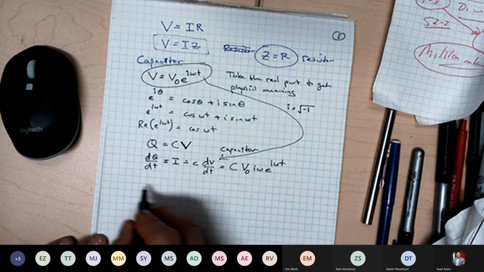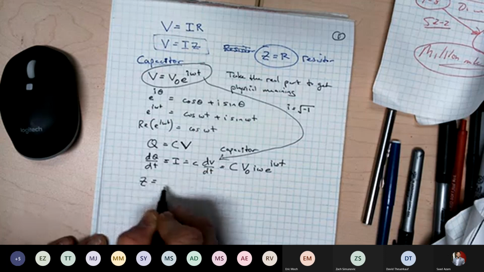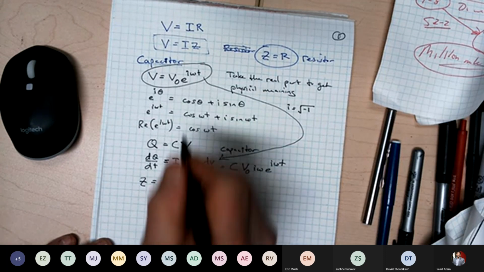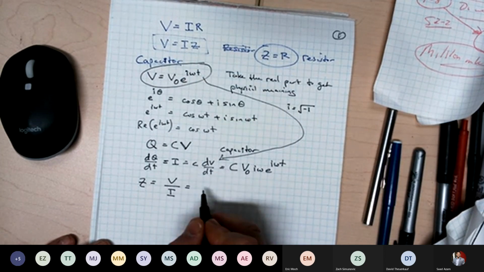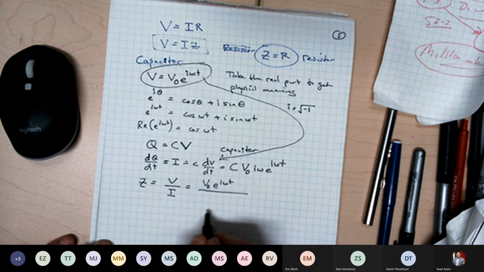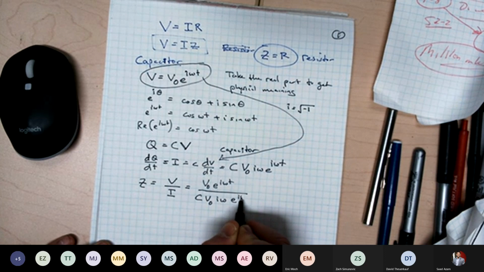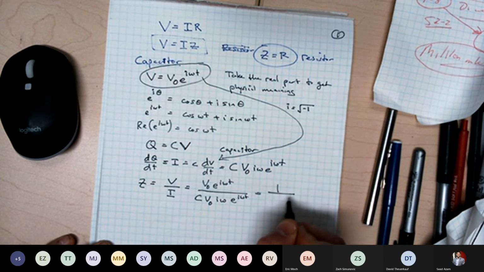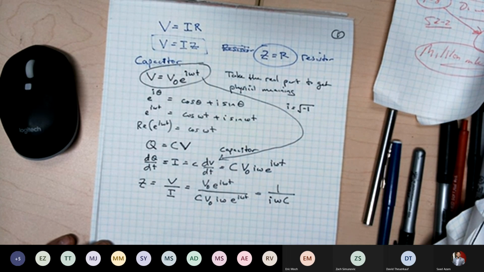And then the impedance, Z, is the voltage divided by the current. Well, we have a voltage, and now we have a current. So it's V naught e to the i omega t over C V naught i omega e to the i omega t. A lot of this stuff cancels out, as you can see, and you get 1 over i omega C. And that is the impedance of a capacitor.